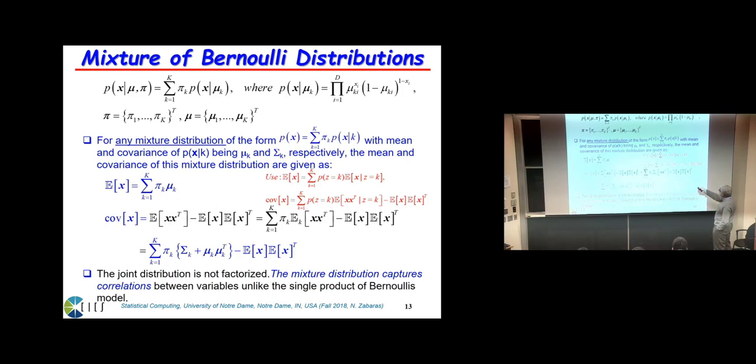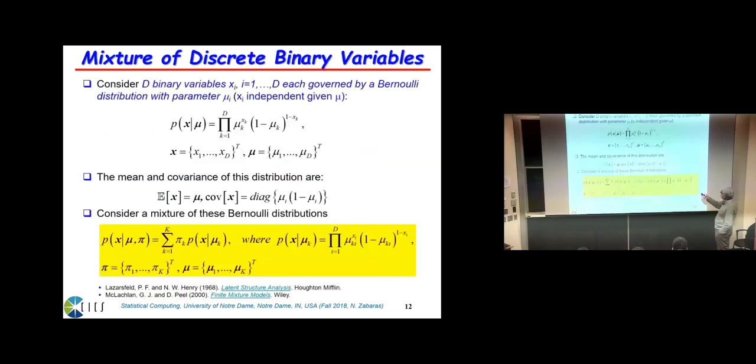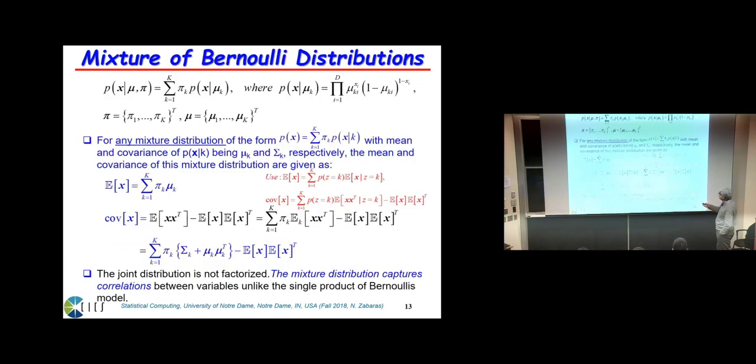We know what the expectation of XX transpose is for each component, because we know what the covariance is and we know what the mean is. So when you plug these things in, you get the covariance of X given by this very nice formula. And because of these calculations and these vector products, you can see that suddenly you get correlations. So this is a very nice way to introduce correlations for these binary variables.